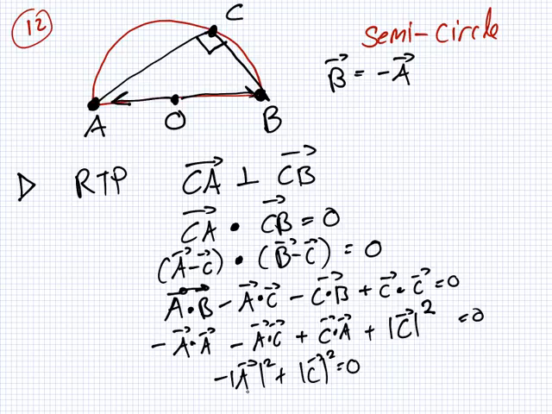But A squared, its magnitude, that's the distance from here to here, which is the radius of the circle, isn't it? Yes. And what about C squared? What's the magnitude of this? It's the same, isn't it? Does this equal 0?